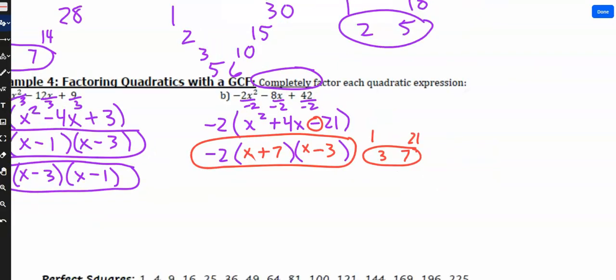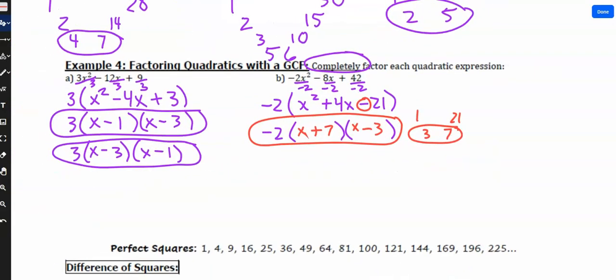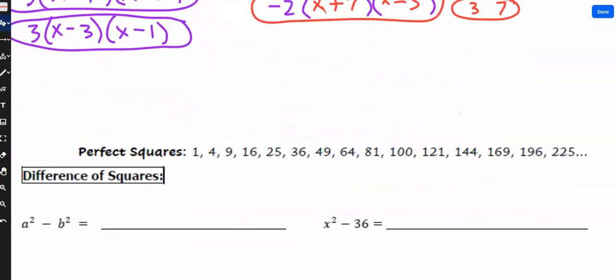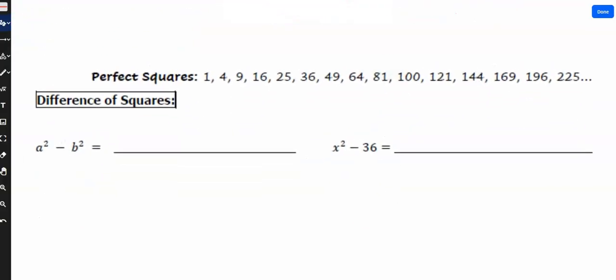Now, I hope this has been a nice trip down memory lane for you, as is the next thing. Every single one of these is a perfect square. 1 times 1, 2 times 2, 3 times 3, 4 times 4, 5 times 5, and so on. These are called perfect squares. Now, if you are factoring a difference of perfect squares, you got to think about this right here.